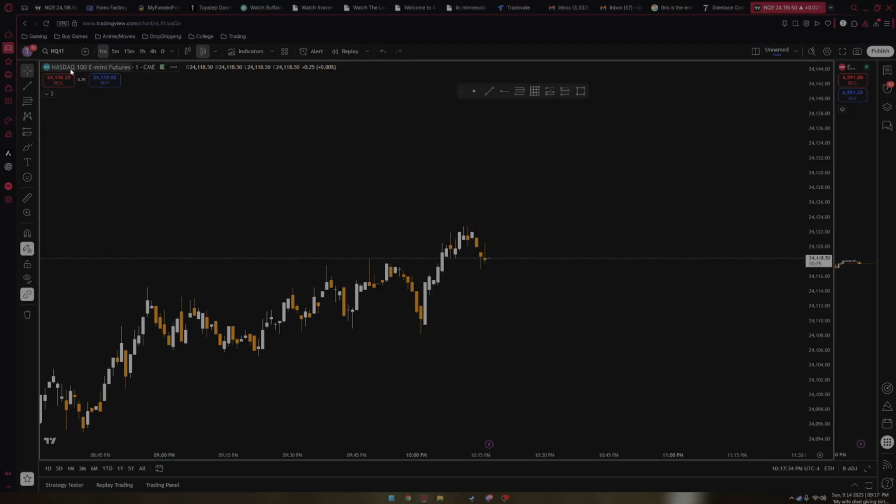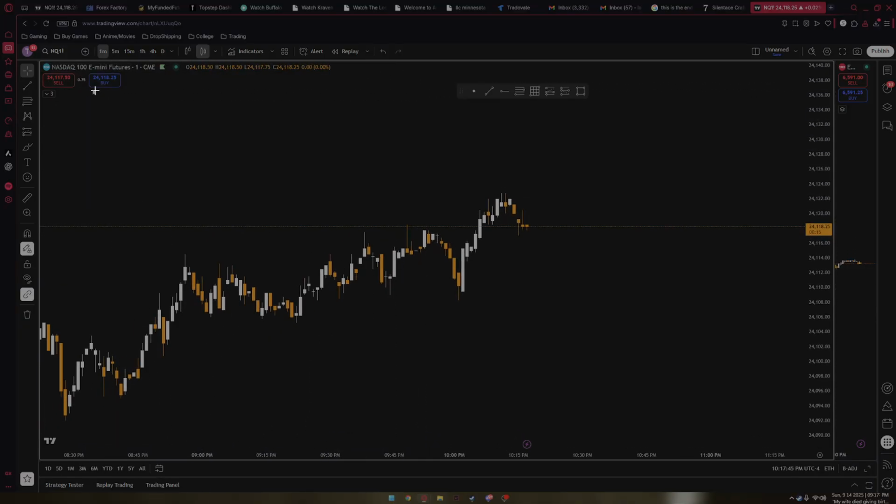And the Nasdaq is the top 100 companies all in one. They're all combined into one, and that's what we trade here.